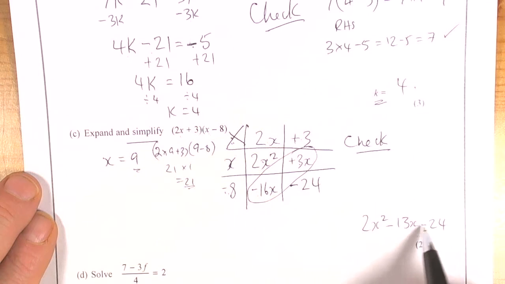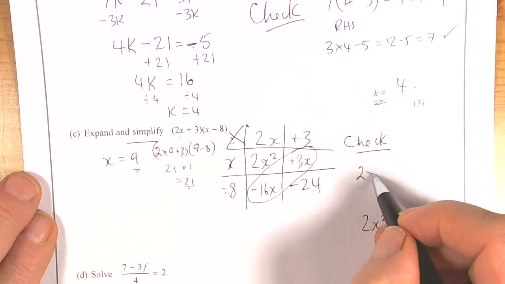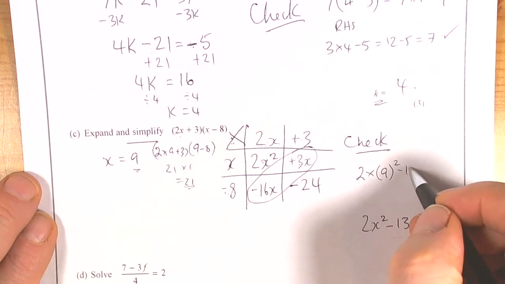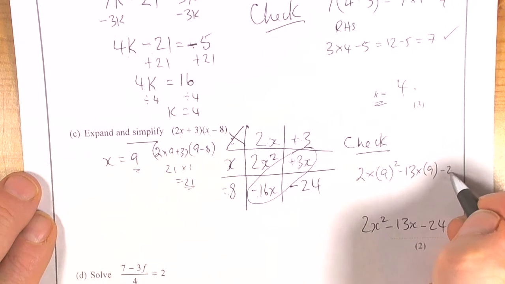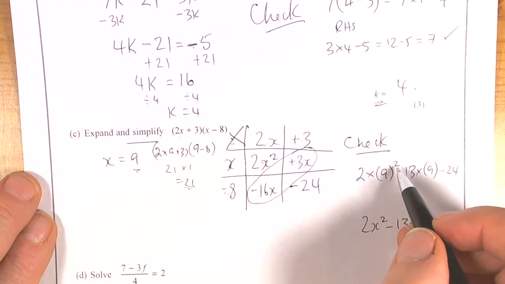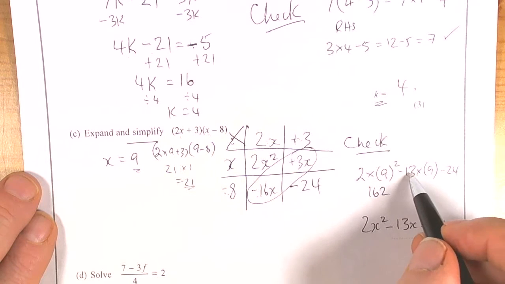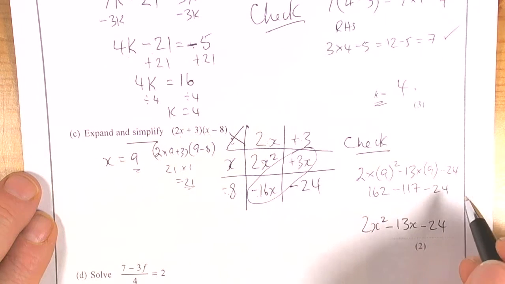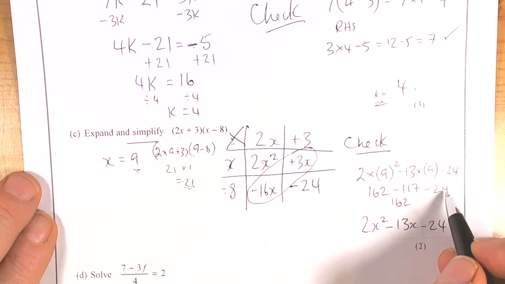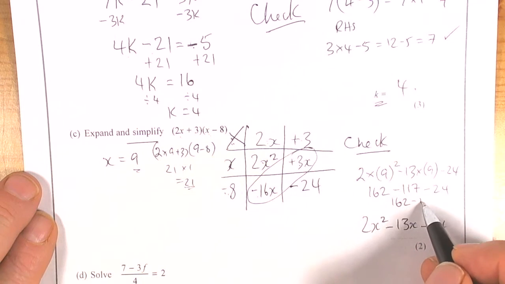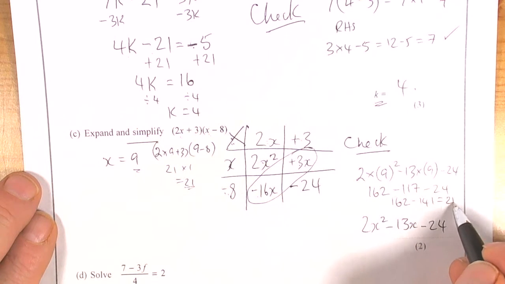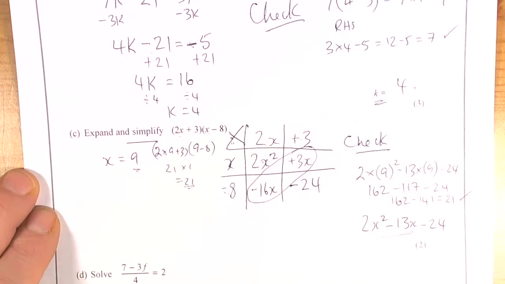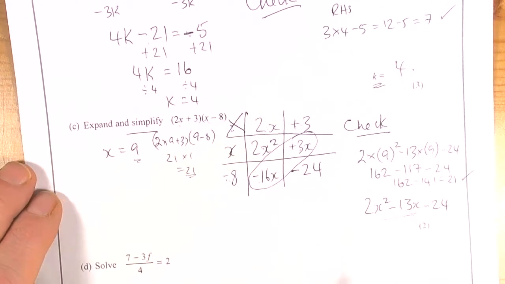So I now check that this gives me also 21. So we've got 2 times 9 squared, because x we said was 9, take away 13 times 9, take away 24. So 9 squared is 81, 2 of those is 162, 13 nines is 117, so we're going to take away 117, and then we're going to take away 24. So 117 and 24 makes 141. So take away those, I get an answer of 21. So my check worked. So I can be quite confident that that answer is now correct. So again, it's worth checking answers to see what happens.